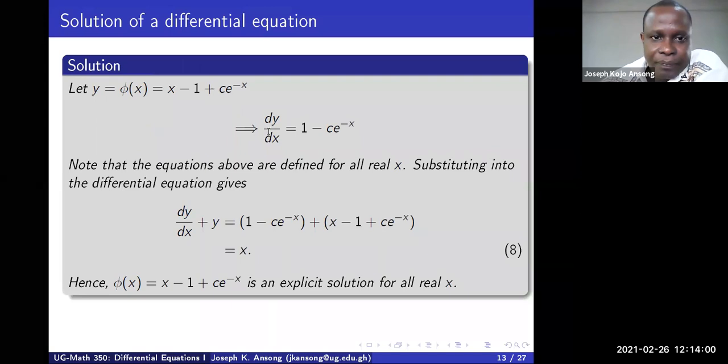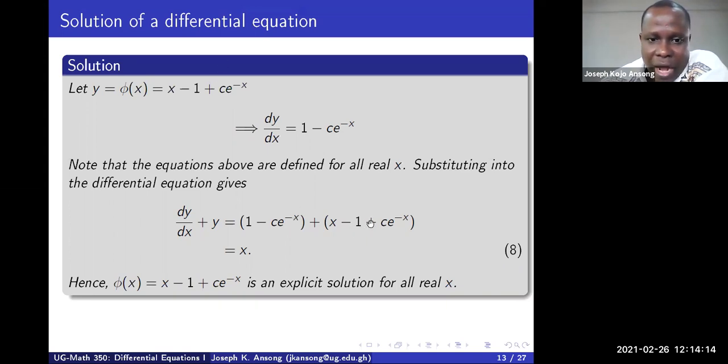So find dy/dx, that's just equal to 1 minus c e to the negative x. Now if I take dy/dx plus y, and add the function y, note that the ones cancel out, the exponential terms cancel, and I'm left with x. x is the right-hand side of the differential equation, which means that phi here is an explicit solution for all real values of x. So that is how you verify that a given function is a solution to an ODE.